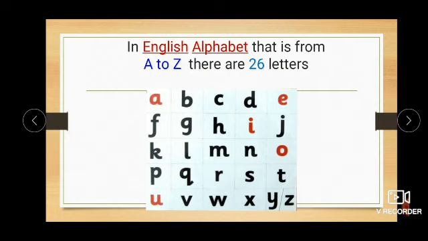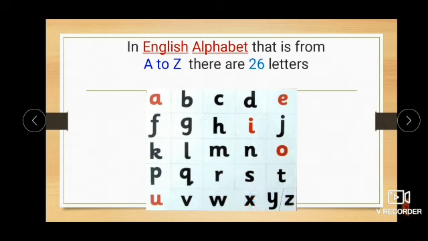A, B, C, D, we all have learned this in junior KG. So let's recite again. A, B, C, D, E, F, G, H, I, J, K, L, M, N, O, P, Q, R, S, T, U, V, W, X, Y, and Z.